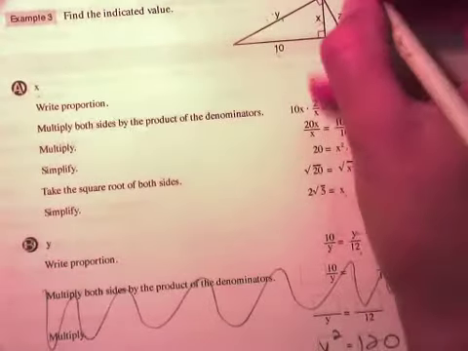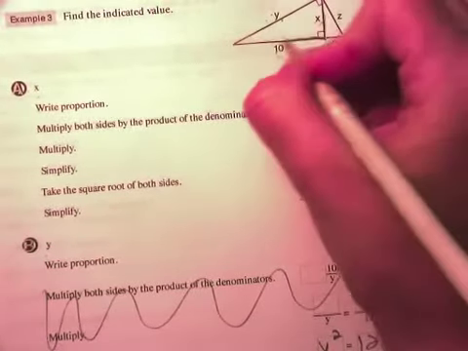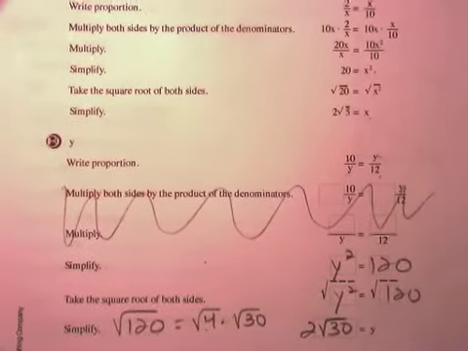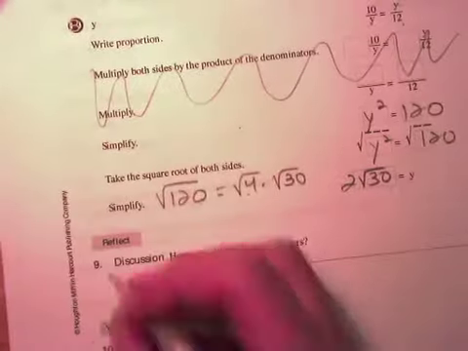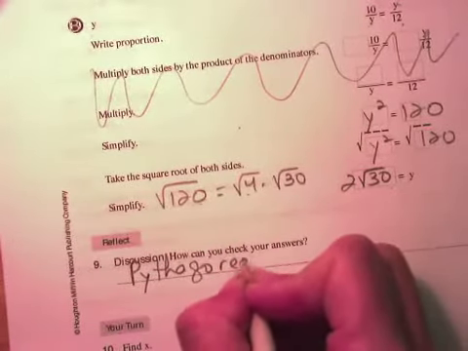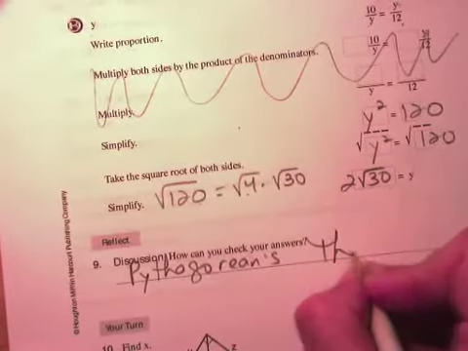How can we check our answers? Well, if I just found out what x was here, and I found out what y was, notice this right triangle. When I have a right triangle, remember we can use Pythagorean's theorem.